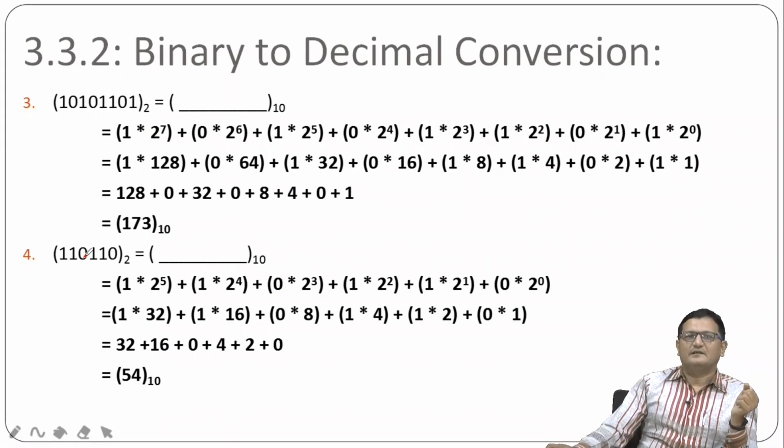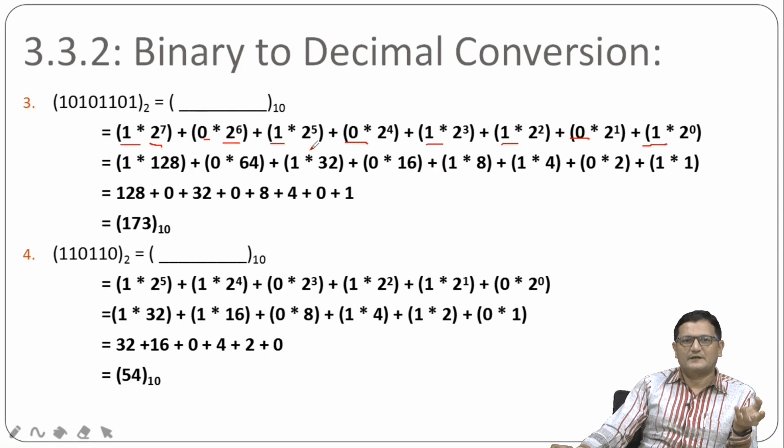Similarly, here you have the binary, so you just write it down: 1 0 1 0 1 1 0 1. You count how many digits are there. Obviously, there are 8 digits. So, you need to start from 2 raised to 7, 2 raised to 6, 2 raised to 5, 2 raised to 4, 3, 2, 1 and 0. 2 raised to 7 is what? It is 128. So, 1 into 128, 2 raised to 6 is 64, so 0 into 64.